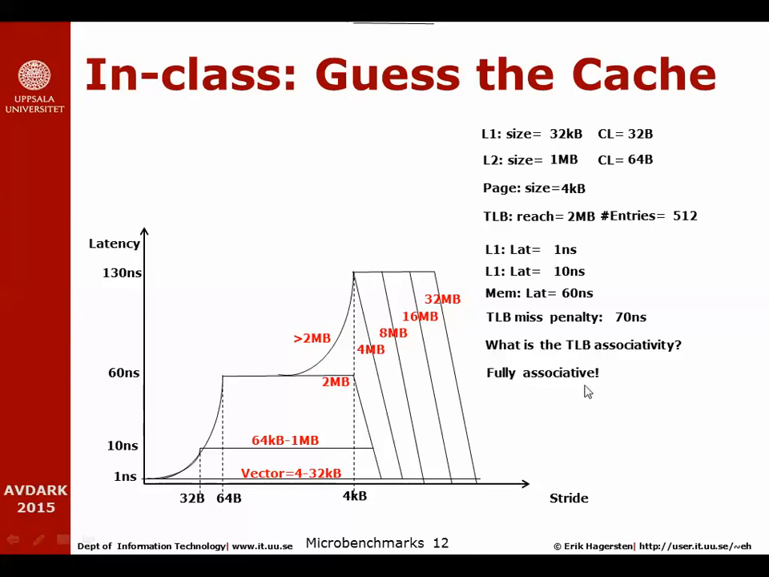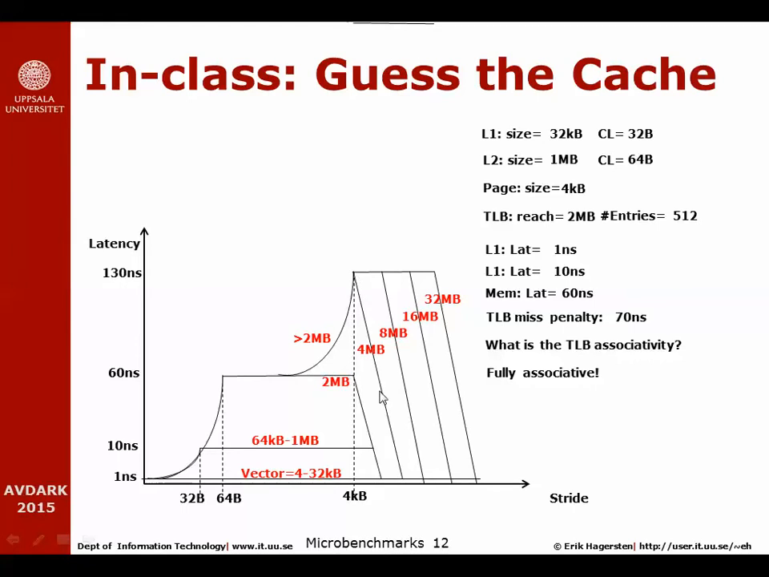And I claim it was a fully associative TLB in this architecture. Otherwise, the curves wouldn't drop like this. And the reason I say that is that I can see that for 4 kilobytes we have a problem with the TLB reach, but already at 8 kilobytes this curve starts dropping down. So what's happening at 8 kilobyte strides is that we will start to fit enough translations in the TLB that we no longer have a problem with the TLB.